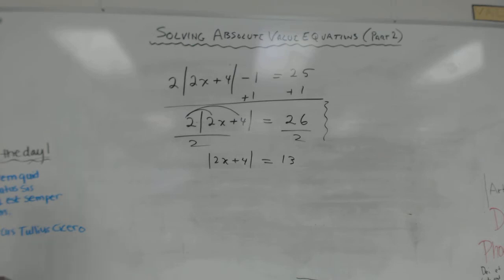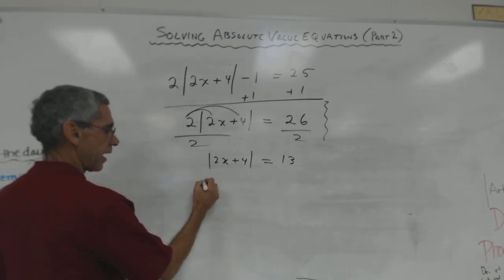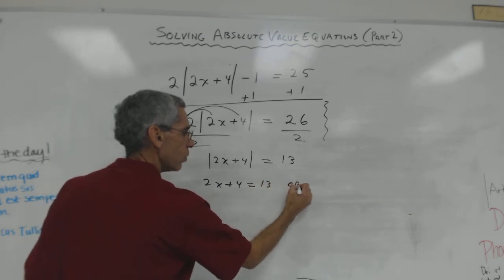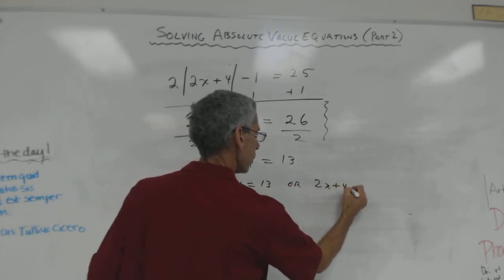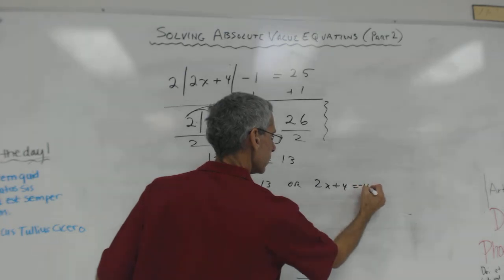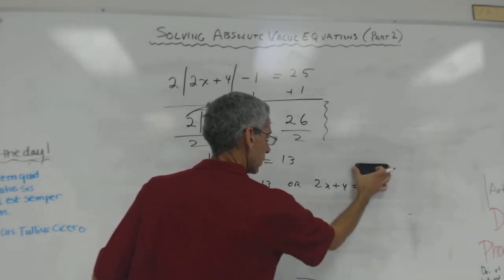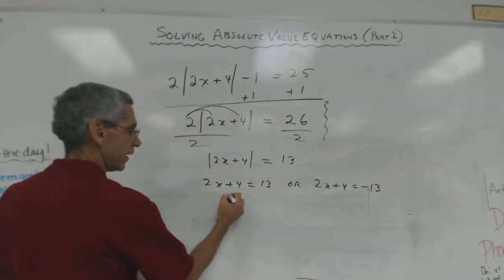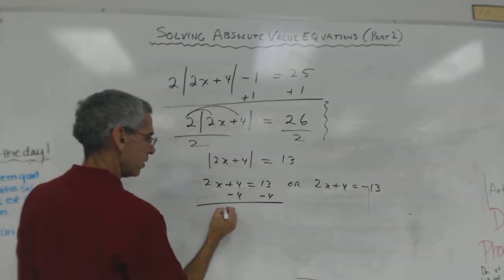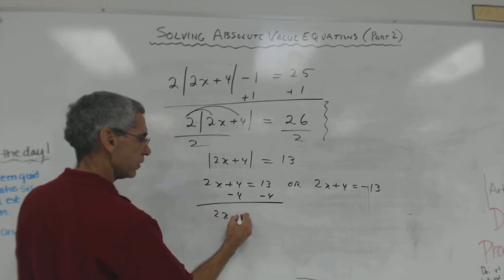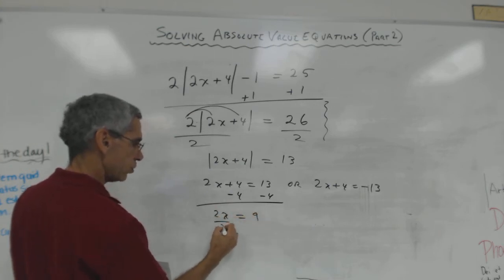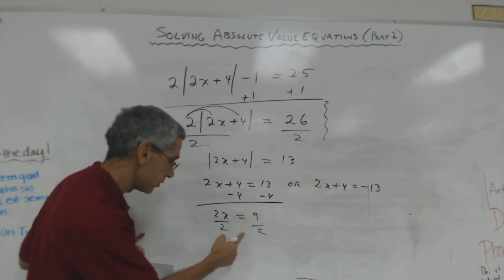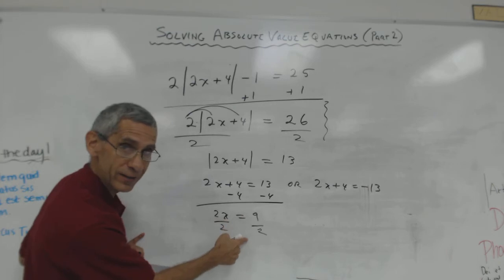That makes sense? And then suddenly I have 2x plus 4 is equal to positive 13, or 2x plus 4 equals negative 13. Negative 17. Right? And then I subtract 4, and I have 2x is equal to 9, divide by 2, divide by 2. There's a fraction, buddy. Look how easy that was. X is equal to that fraction, 9 halves.